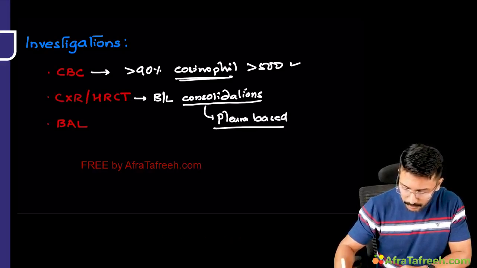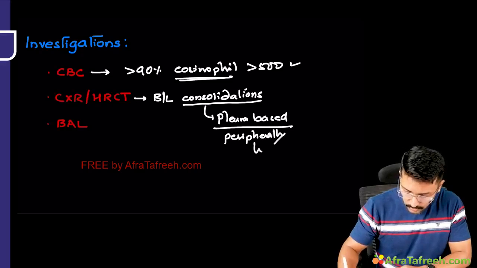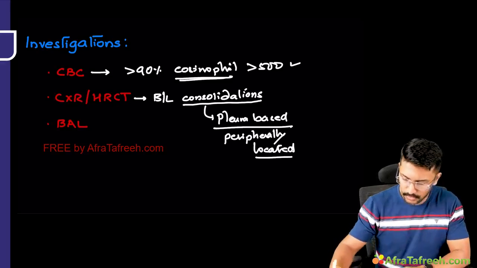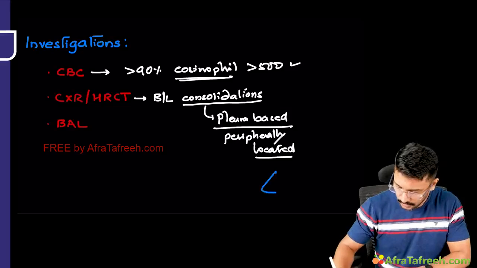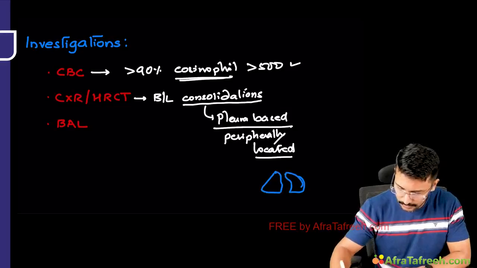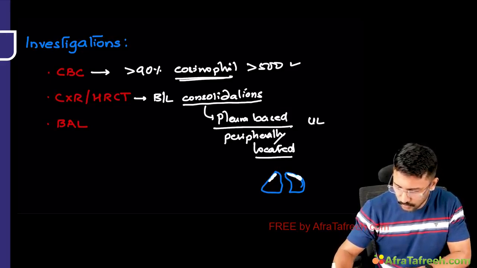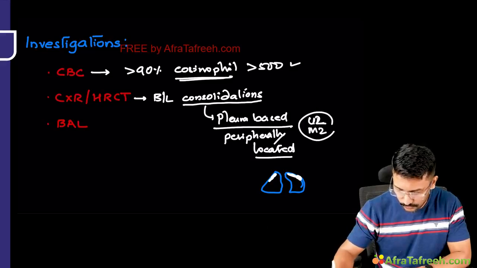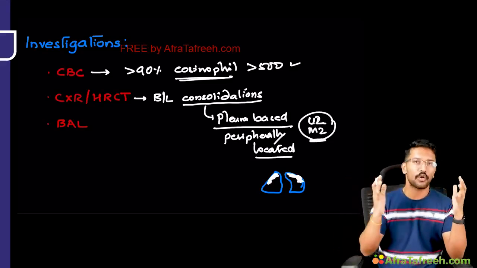Pleura-based, or in other words, they are peripherally located. Okay. Now, in terms of the X-ray, it's going to look something like this. So if this is your lung fields, your opacities will be peripherally located. And the opacities are denser on the upper zones and mid zones. Okay. So you will have opacities which are distributed like this towards the pleura or periphery.